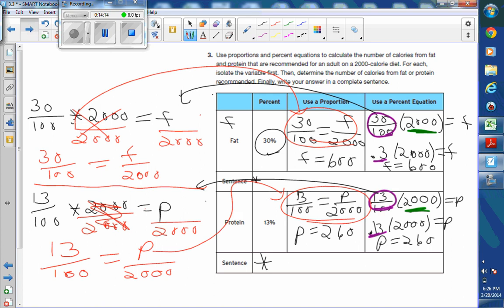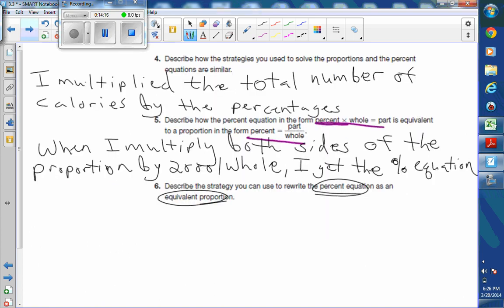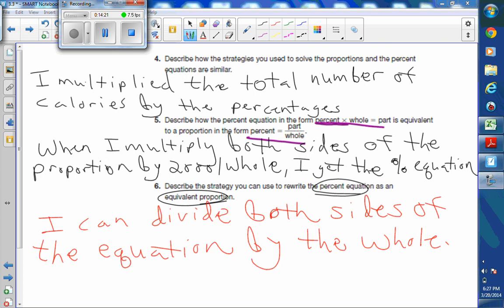So now let's come up with a sentence. So that should be kind of the opposite of number 5. Try it and then come back here and see if you get the same thing I did. Okay, so hopefully you got something kind of like this. I can divide both sides of the equation by the whole. So this time now you're dividing. So basically what you're trying to prove there is that no matter which equation you use, the proportion or the percent, they actually end up being the same thing. It's just whichever one you're more comfortable with.